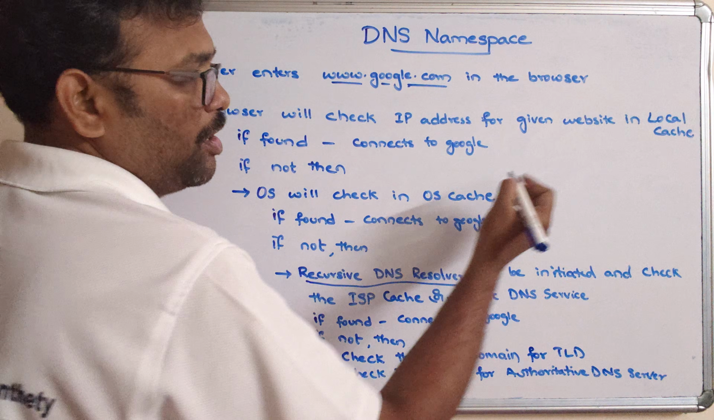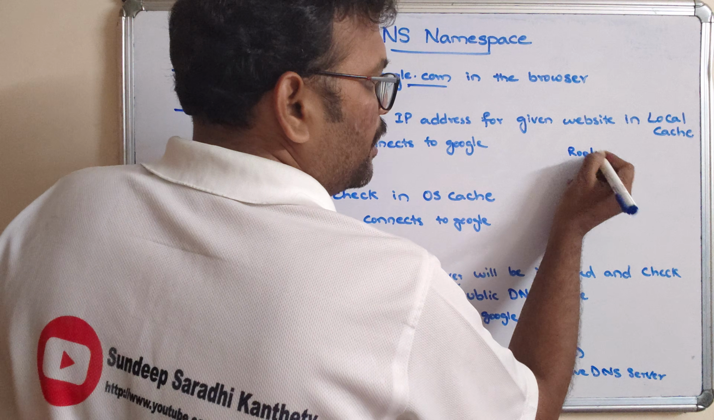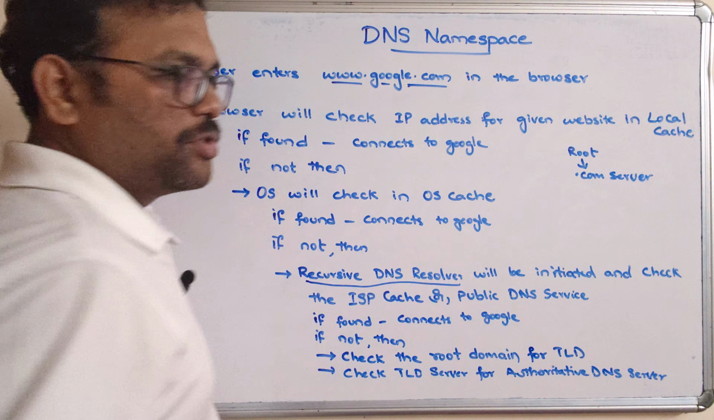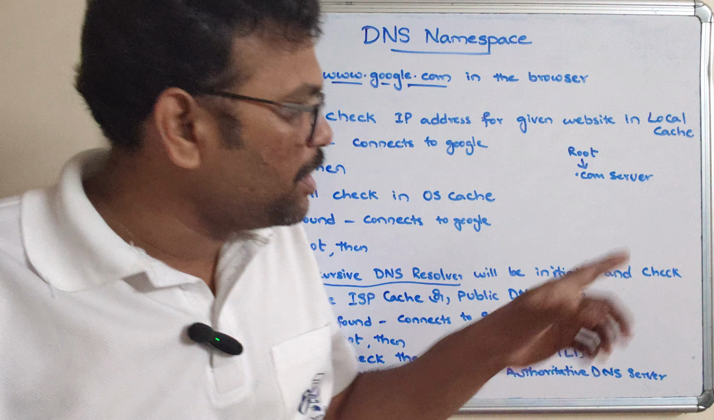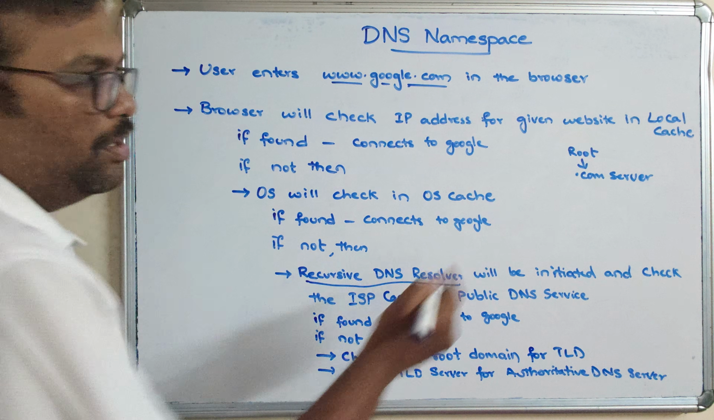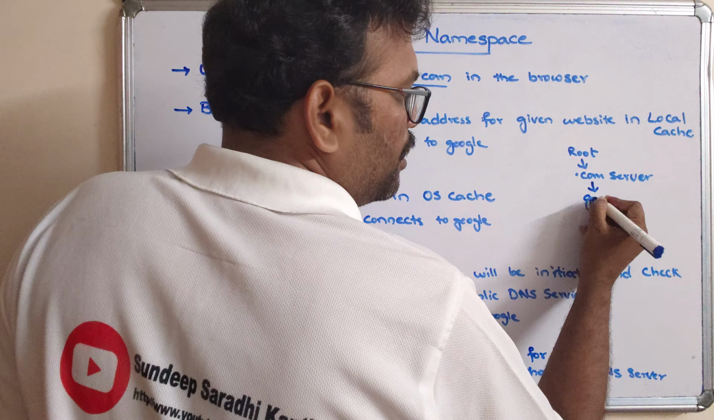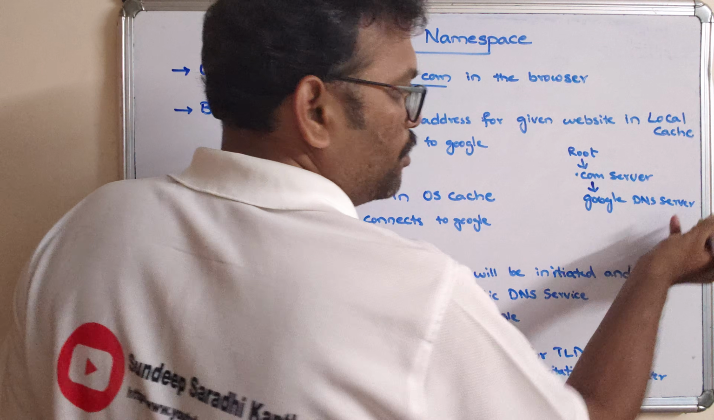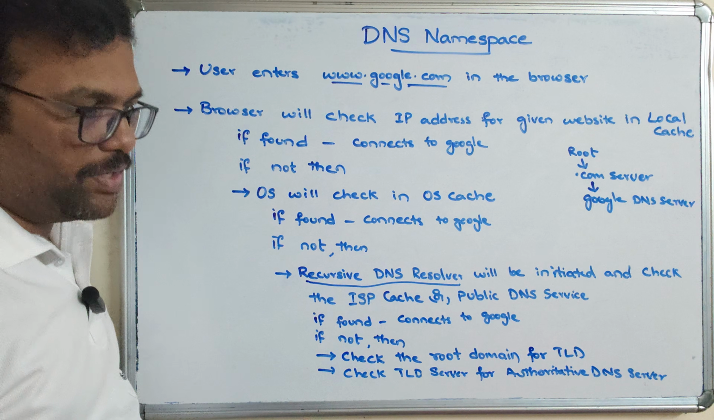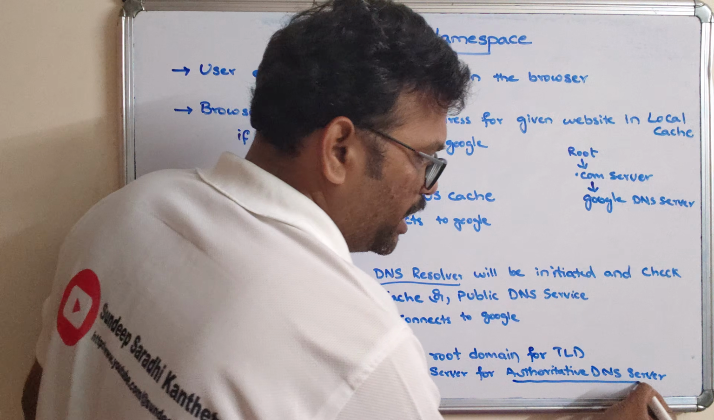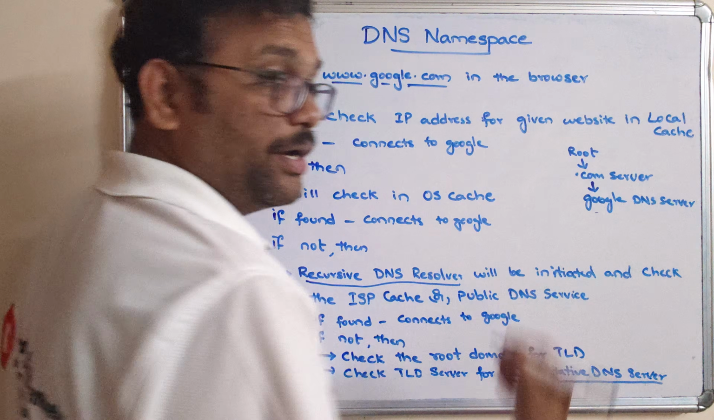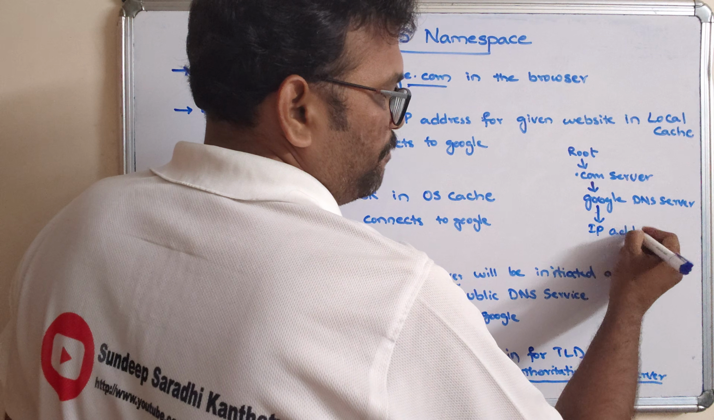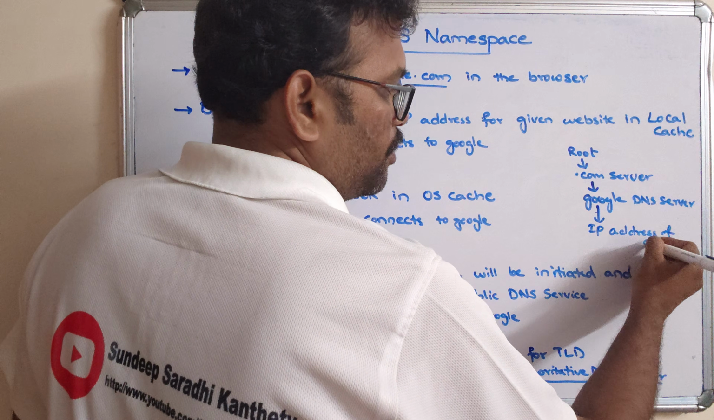For example, this is a .com. So first it will check with the root and it will move on to the .com server. Whatever names are registered for .com will be available in this .com server. So it will find the Google DNS server. Google maintains different servers, and that is called an authoritative DNS server. Here it will find the IP address of google.com.